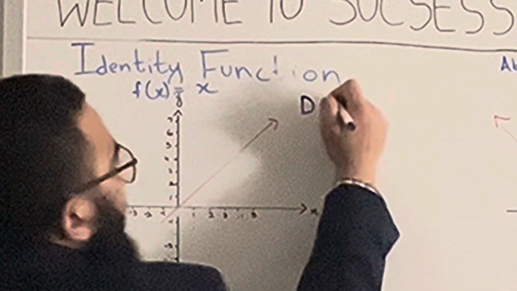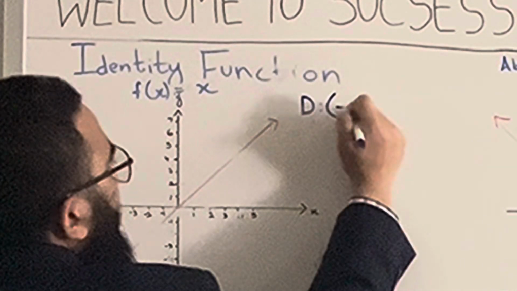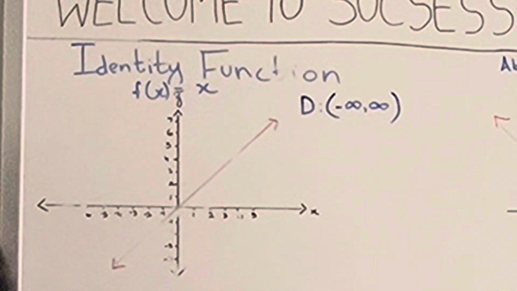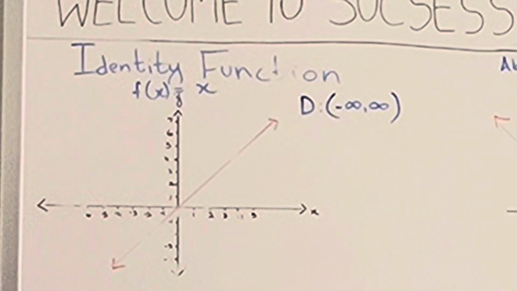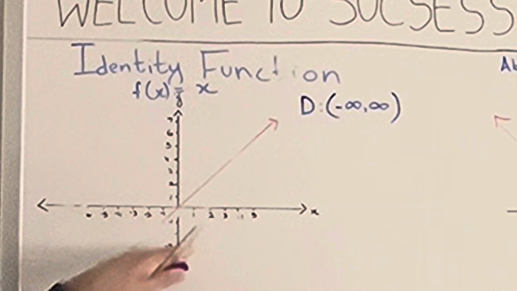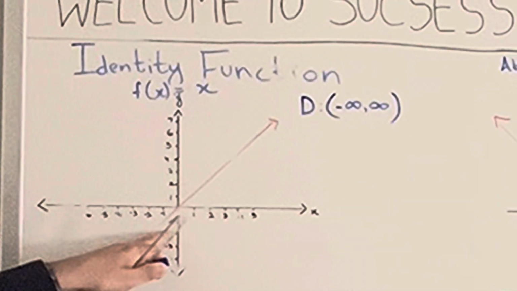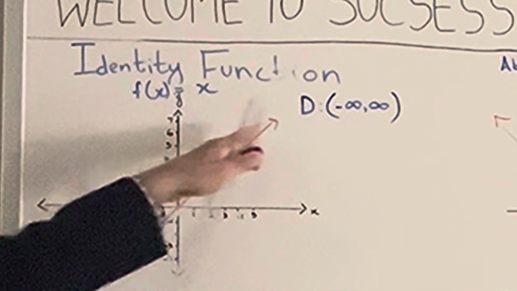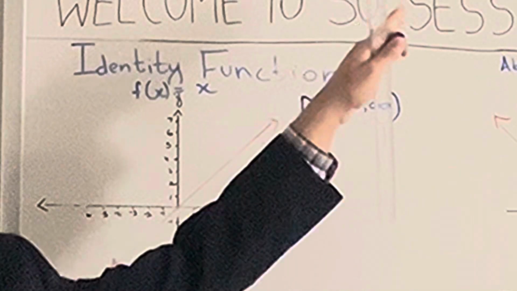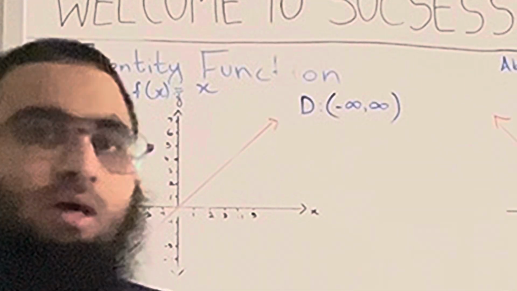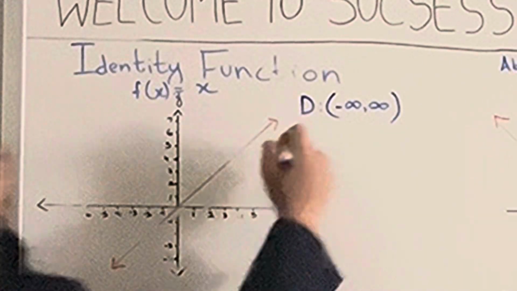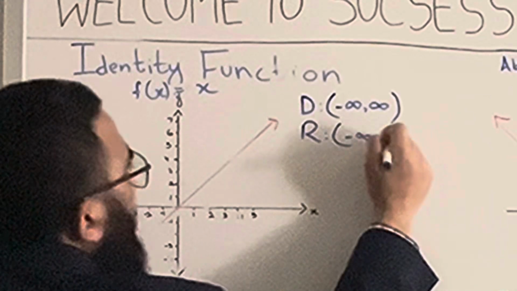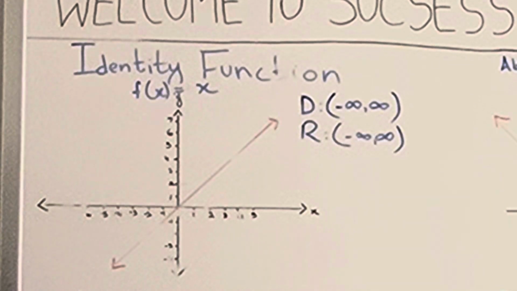Therefore, we can say that the domain is all real values, or negative infinity to positive infinity, without any interruptions. Now let's look at the range, guys. Again, this line extends all the way to negative infinity and all the way to positive infinity on this side, and there are no interruptions. Therefore, the range also includes all values from negative infinity to positive infinity.